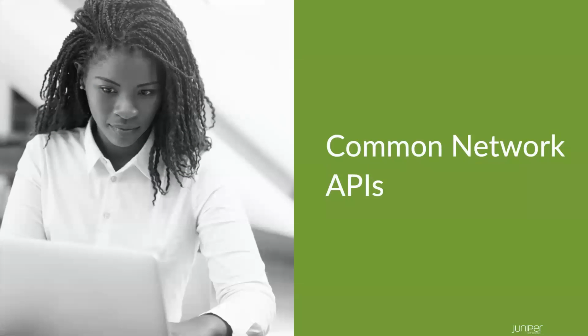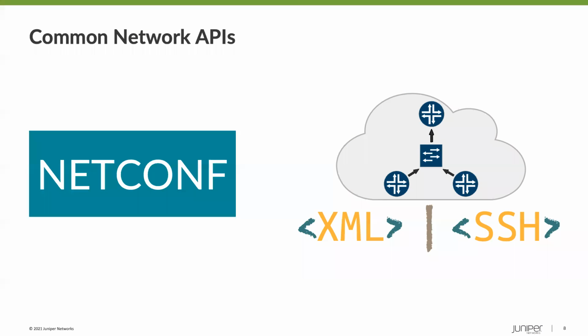So let's see, the common APIs that we have within the networking space, we typically have two. Now, the first one I want to focus on is NetConf. NetConf is great for a lot of reasons. One, it's an RFC standard, so that's already a great thing for us within the networking world, but it is an API that was built explicitly for interacting with network devices.